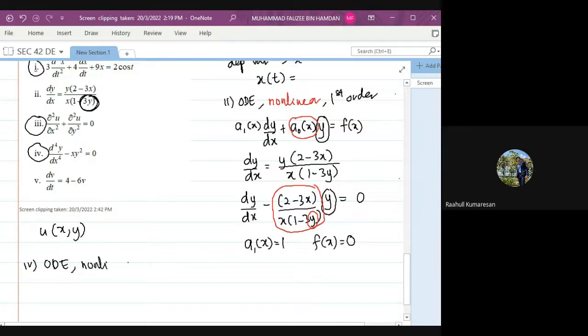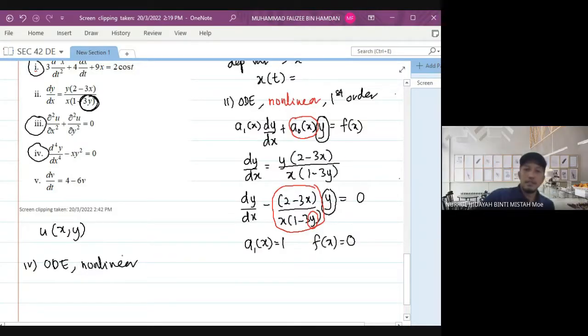It's not because of the power of 4. It's not because of this. This is not a power of 4. This is a differential coefficient. But it's non-linear because of this one, y to the power of 2. Okay, the reason must be correct.